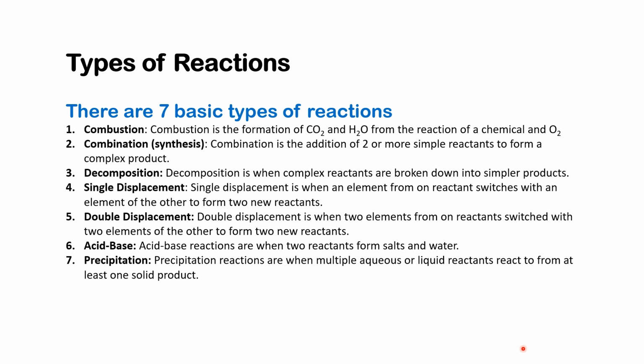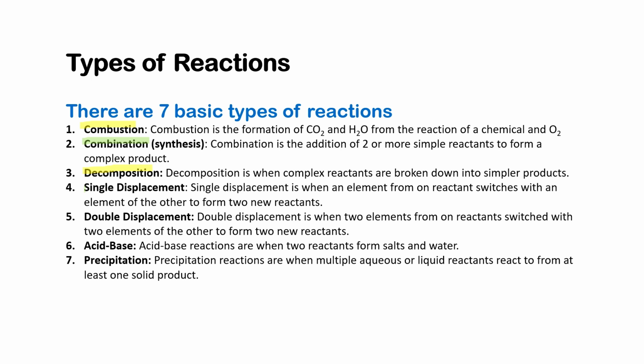There are 7 basic types of reactions. Number 1, combustion. Combustion is the formation of CO2 and H2O from the reaction of a chemical or multiple chemicals and O2, oxygen gas. Our next type of reaction is combination or synthesis. Combination is the addition of 2 or more simple reactants to form a more complex product. 3. Decomposition. Decomposition is when complex reactants are broken down into simpler products, pretty much in the name.